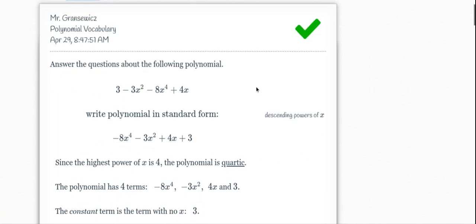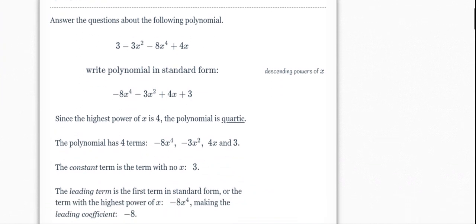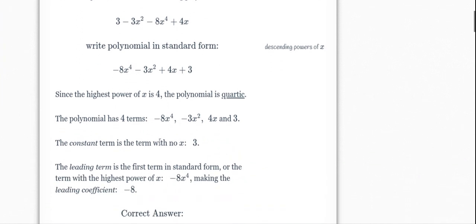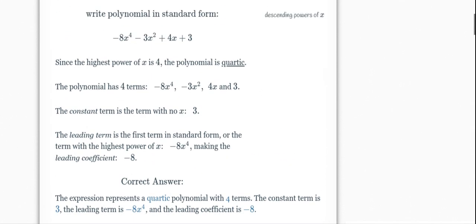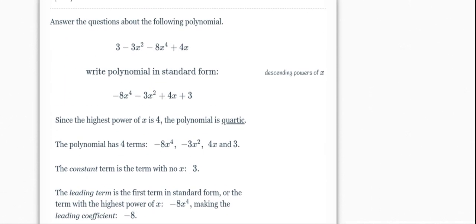Okay? So this one could be a little tricky, but it explains all of it right here. Constant term with no x or no variable. Leading term is the first term in standard form. Okay, so the term with the highest power is the leading term, and the leading coefficient is the number in front of that leading term. Okay, so you just take a little bit of practice with all of the vocabulary.